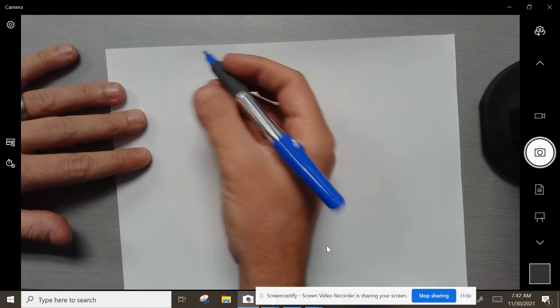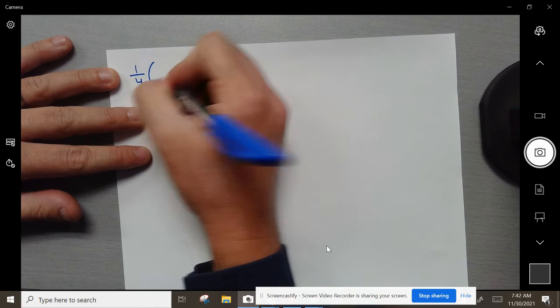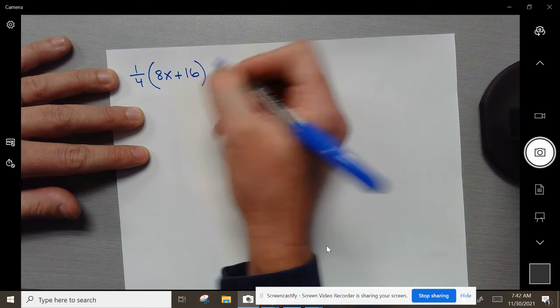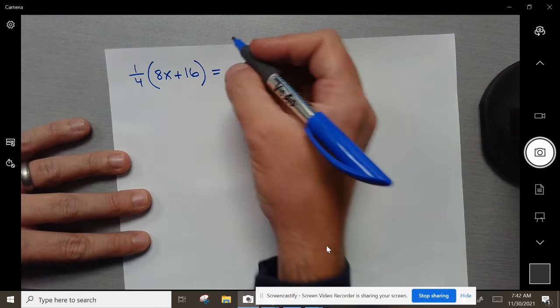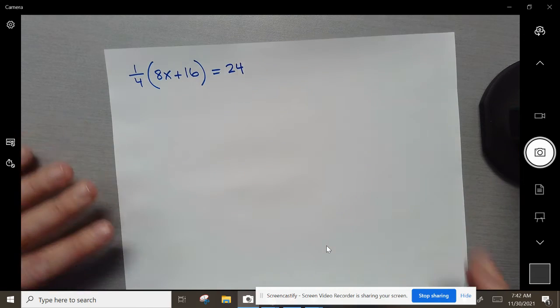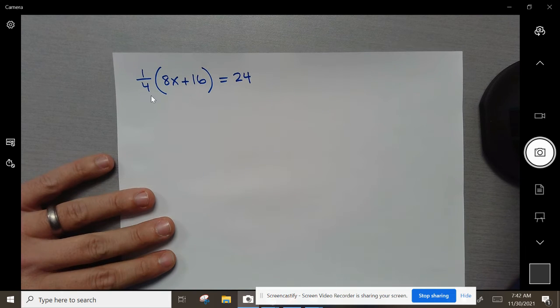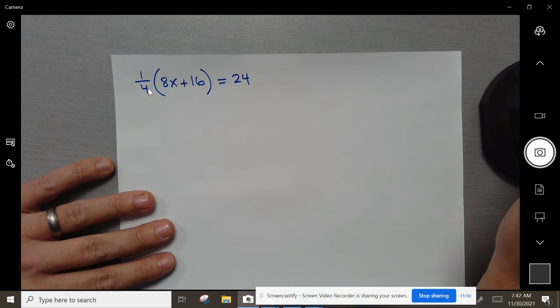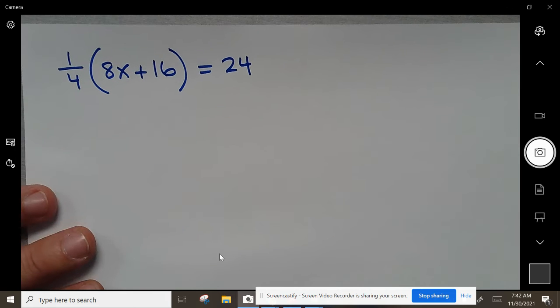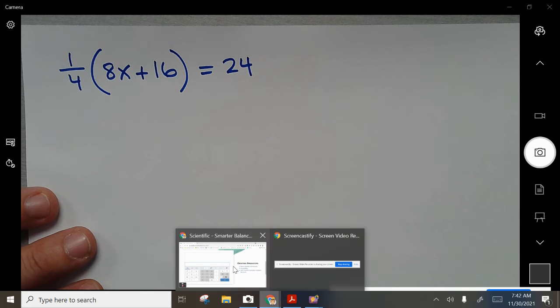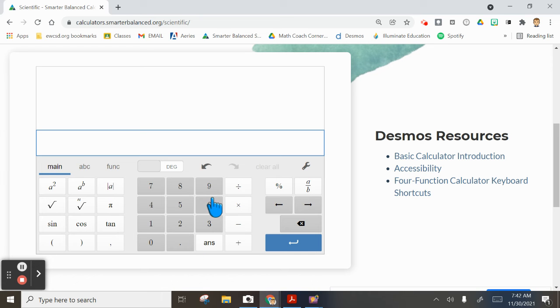So what if I said 1/4 times (8x plus 16) equals, let's say, 24. Okay? Now, many of you are like, oh no, we have a fraction. What are we going to do? And start freaking out. Chill. Relax. 8th graders, you need to understand that you get to use this all day long. This is the first year where we've actually told you to use this properly, because come high school, you're going to use this quite a bit.